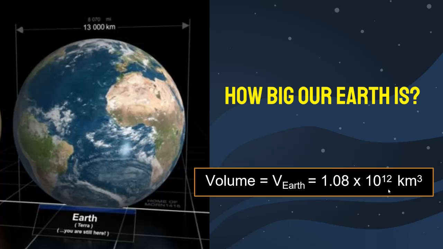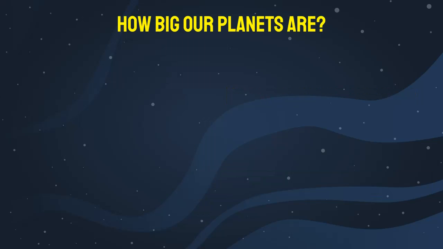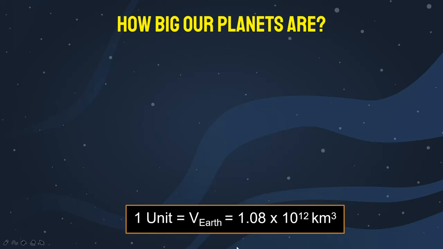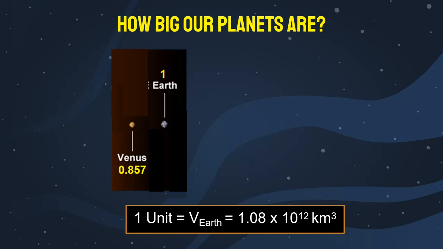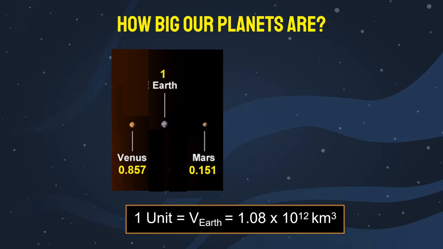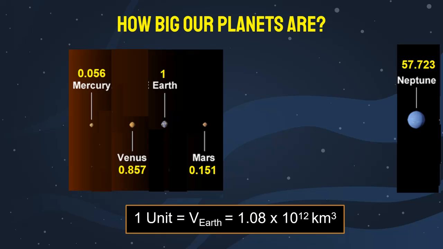Now, let's do a similar comparative study with all the remaining planets with respect to volume, and see what comes up. Assume our Earth volume is 1 unit, so Earth is 1, Venus is 0.857, Mars 0.151, about 1 by 10th again. Mercury 0.056, about 1 by 100th in size again. Neptune is 57.7 times bigger than the Earth. You can see the size is so much bigger.